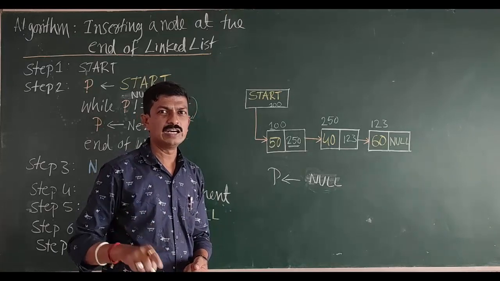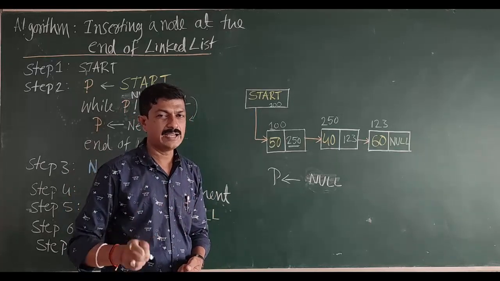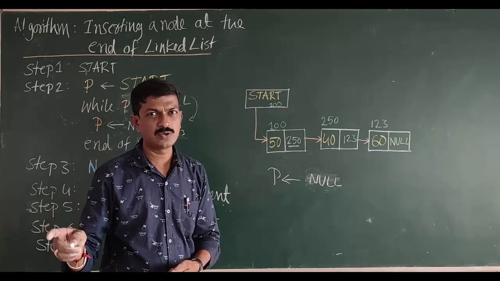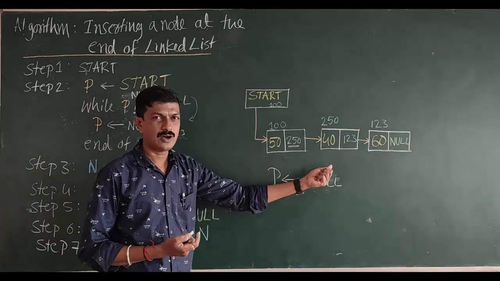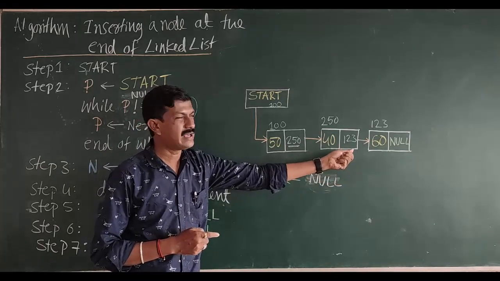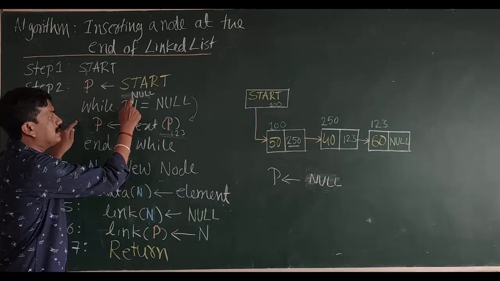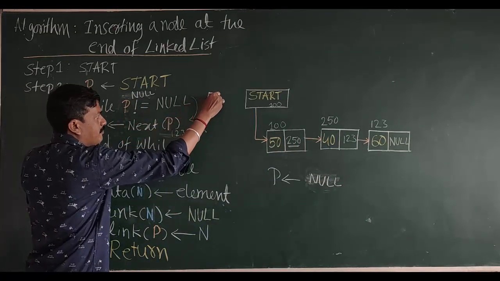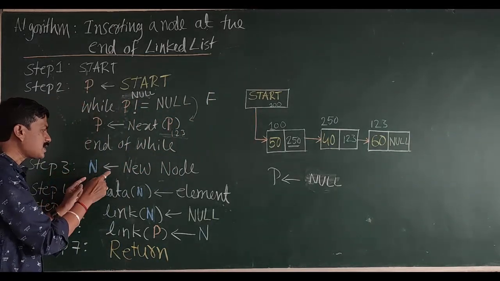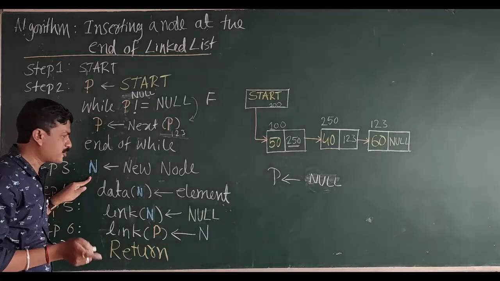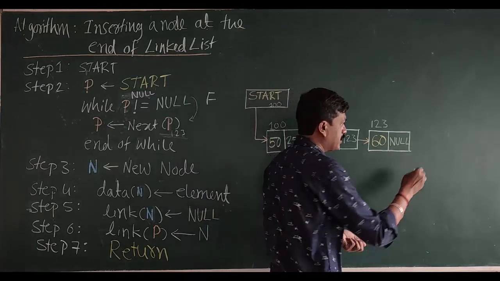Once I create a new node, I need to add a data part. For the link part, I need to add a null value. And the new node which I created at a memory location should be assigned to the previous node. That's how we are inserting a node in the linked list. Now we have reached the end of the linked list. Now null is not equal to null. The condition becomes false. Once this condition becomes false, it comes out of the loop. When it comes out of the loop, what are we performing? We are performing n equal to new node and creating a new node.